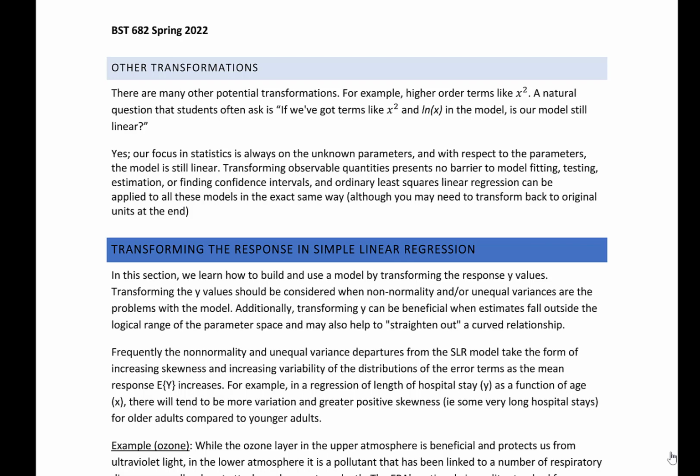And so remember that our focus is always going to be on the parameters. So when we talk about a linear model, we're not talking about whether we've used a transformation on our predictors. We're always talking about linear with respect to the parameters. So just always keep that in mind.